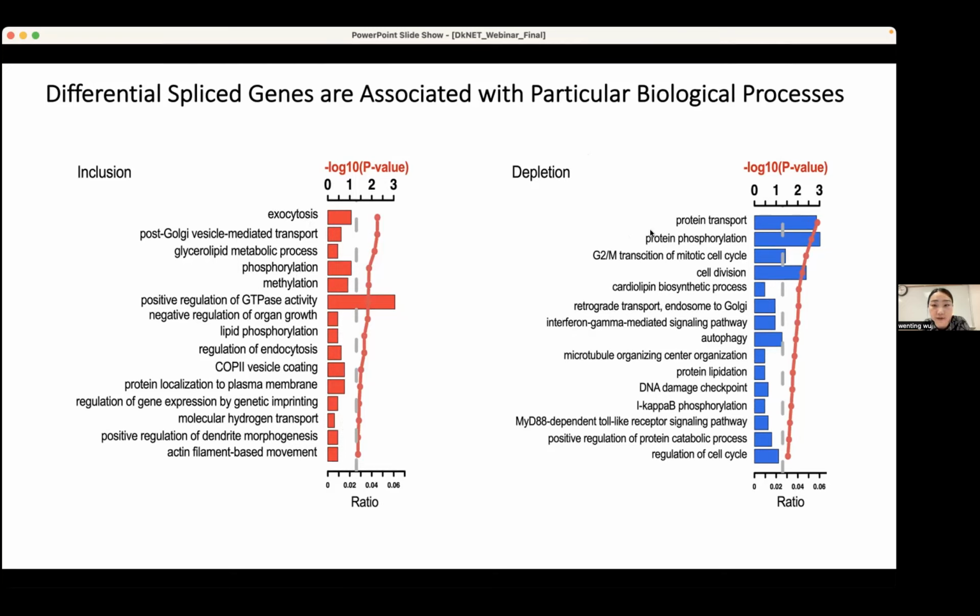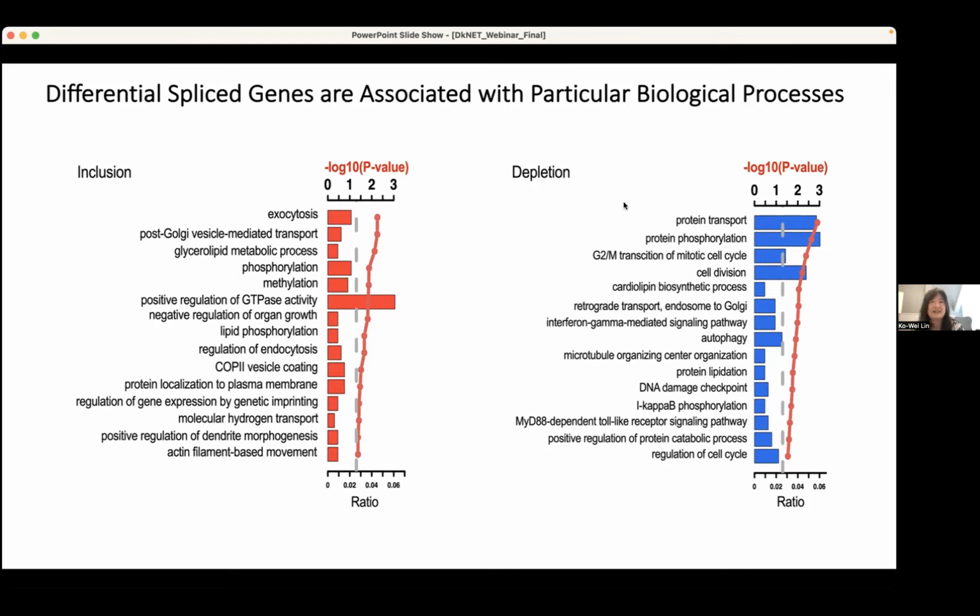And for exon depletion, it's more enriched for basic biological functions like protein transport, protein phosphorylation, and cell cycle related pathways and cell division pathways. So exon inclusion and depletion are correlated with different biological processes by GOBP term enrichment analysis. Okay, that's the answer for this question.